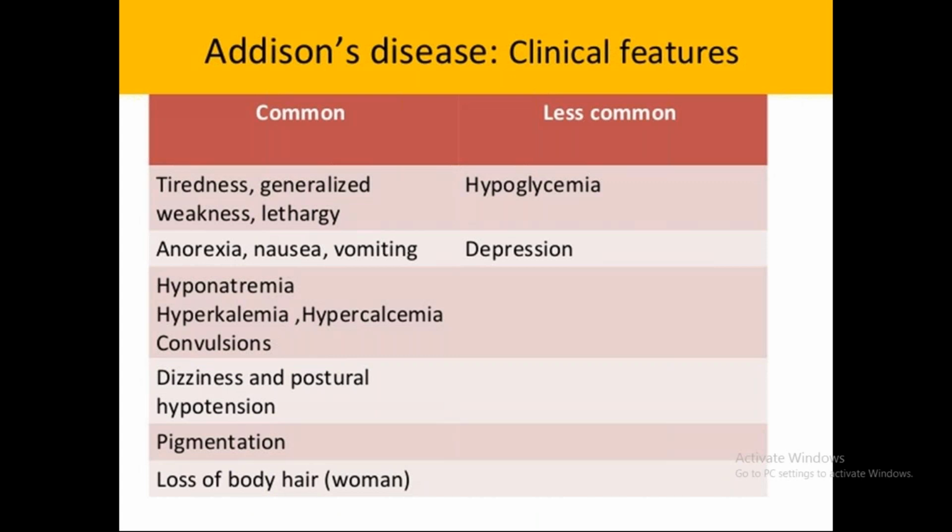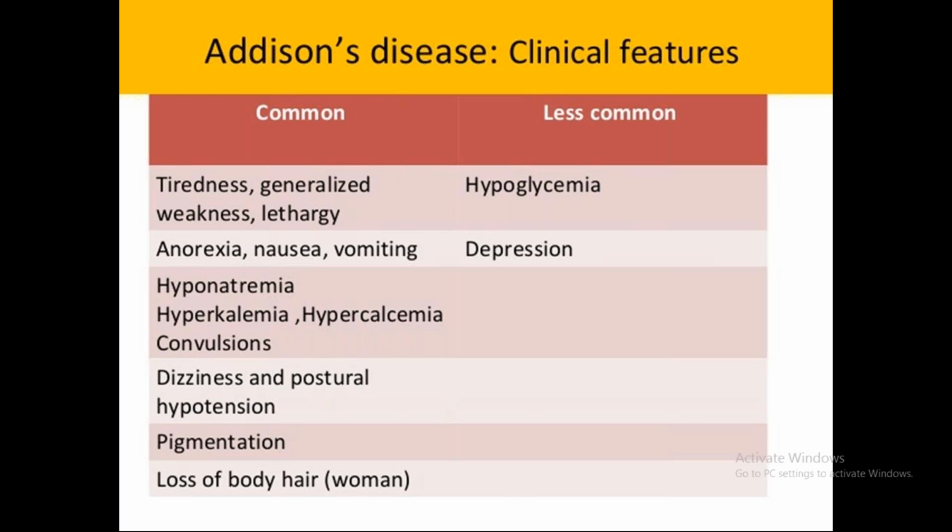Okay, so these are the tiredness, generalized weakness, lethargy, anorexia, nausea, vomiting, hyponatremia, hyperkalemia, hypercalcemia, convulsions, dizziness and postural hypotension, and pigmentation, loss of body hair in women. So you can see very less common, hypoglycemia and depression.